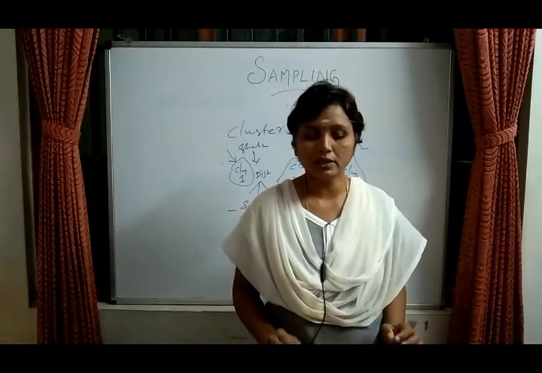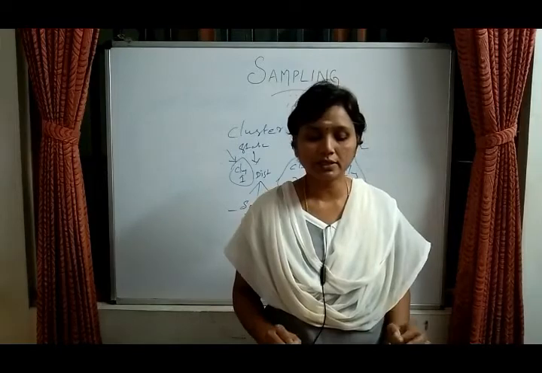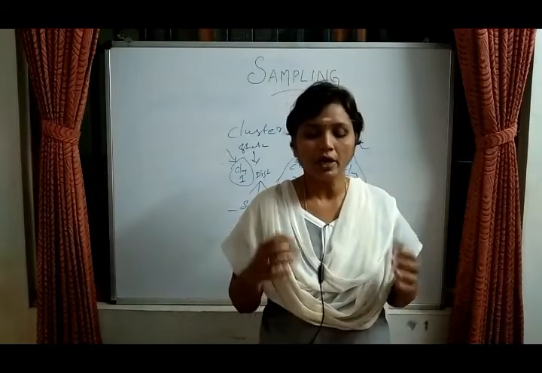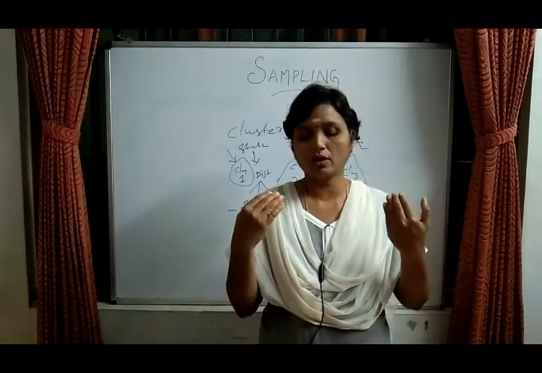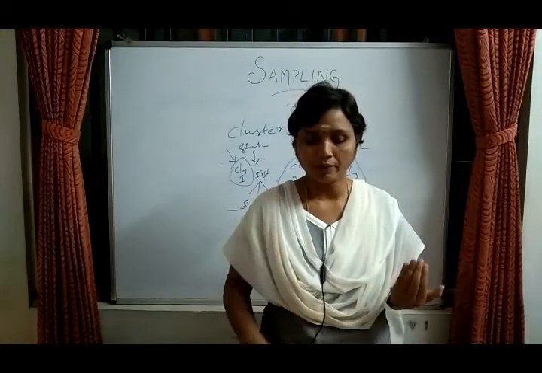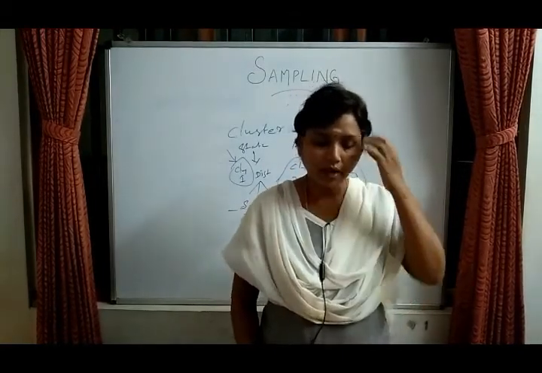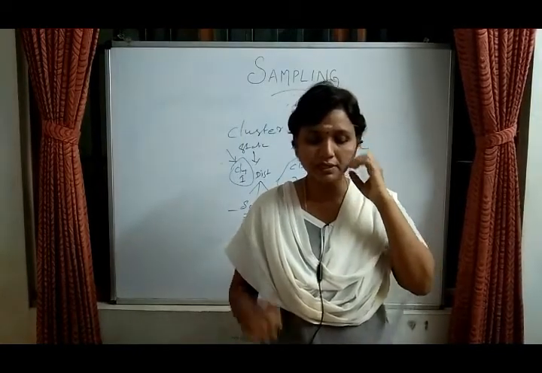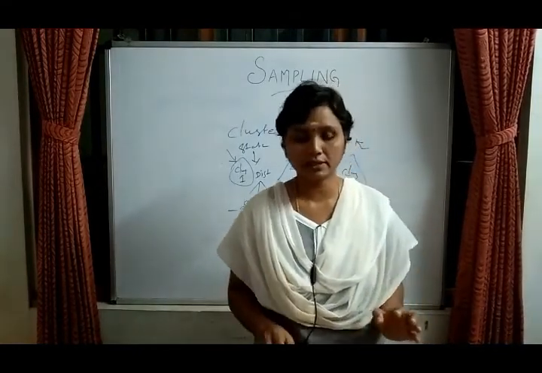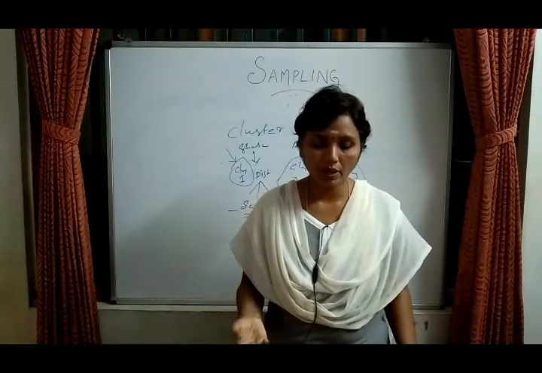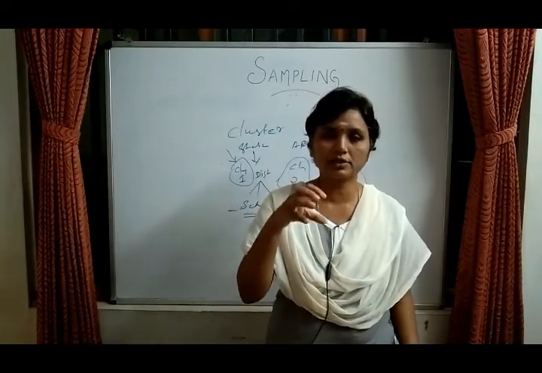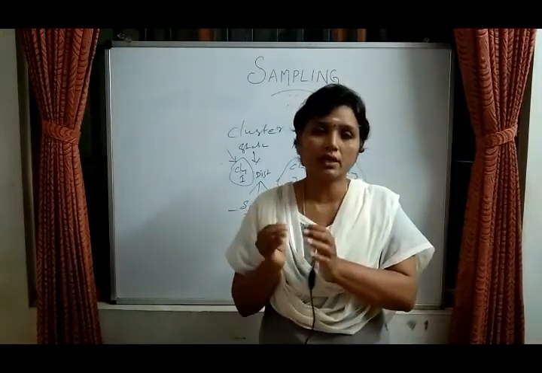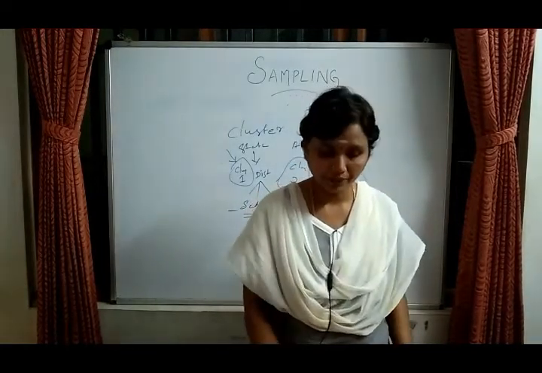And quota sampling. Quota sampling is the process whereby the researcher gathers the data from individuals possessing the characteristics identified. Okay, it is less accessible. That is the disadvantage, it is less accessible, because according to the characteristics, one quota will be selected for the study.